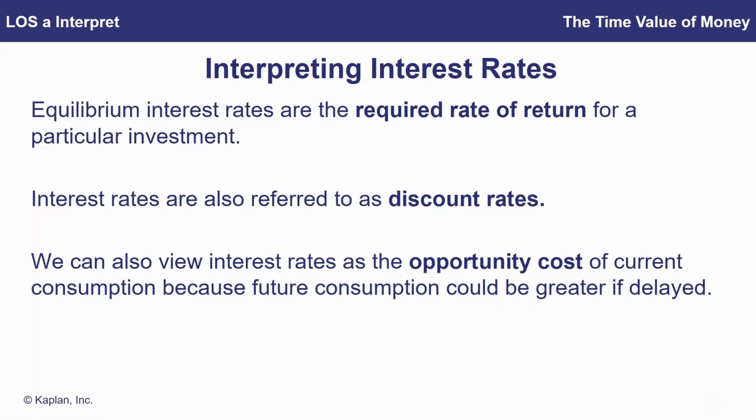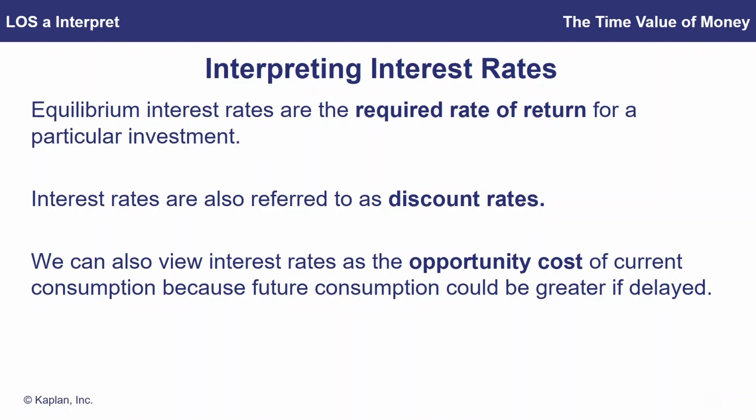So our first learning outcome statement here says interpret interest rates as one of three things. And those three things are required rate of return, discount rates, and opportunity cost. Let's start with the required rate of return. So our bullet point says an equilibrium interest rate is the required return for a particular investment.